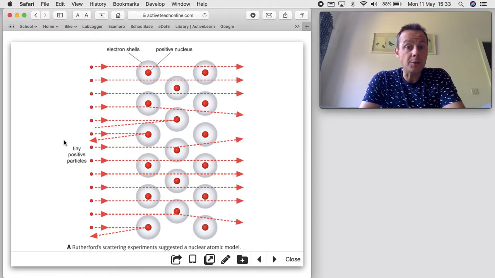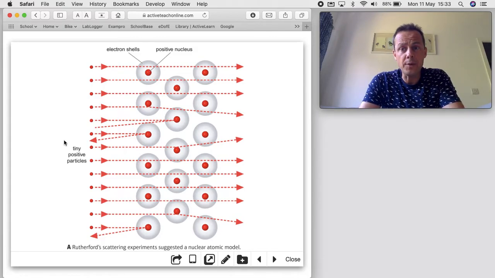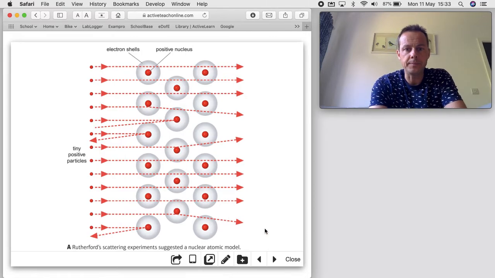Some of the particles did fire back, but very few, and that would be when they hit directly the nucleus, showing that that mass was concentrated in the centre of the atom.